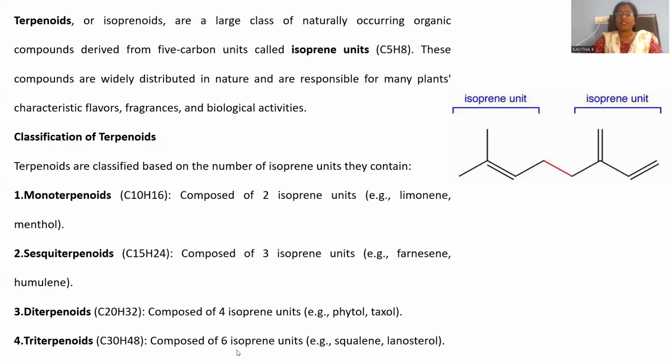Triterpene is made up of six isoprene units. So six multiplied with five carbons, that gives C30H48. Examples for this triterpene will be squalene and lanosterol. These are the examples for triterpenes.